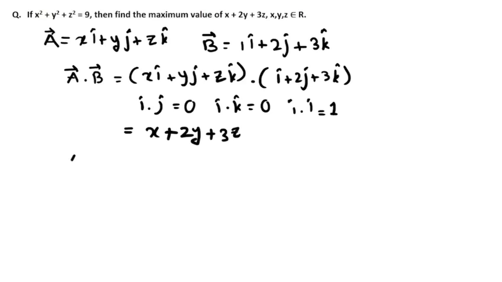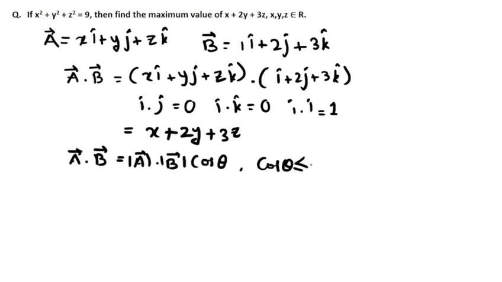Now, as said earlier, we know that A dot B is given by magnitude of A multiplied by magnitude of B cos theta, where theta is the angle between vector A and vector B. We also know that the value of cos theta is between -1 and 1, so cos theta is always less than or equal to 1, which gives us A dot B is always less than or equal to mod A multiplied by mod B.